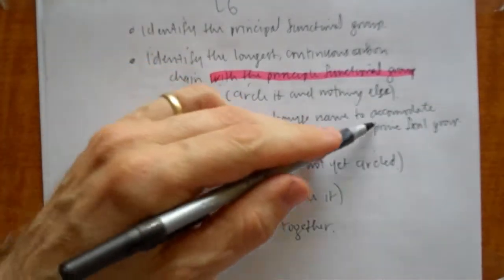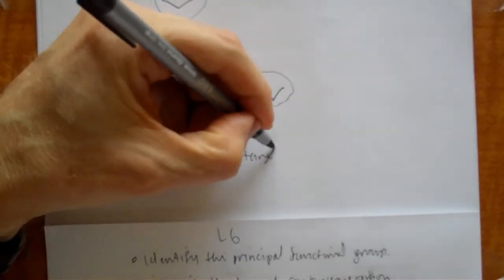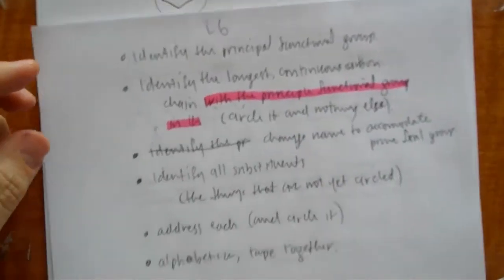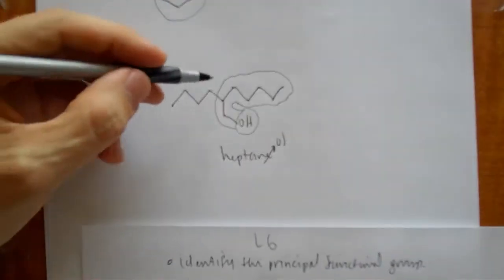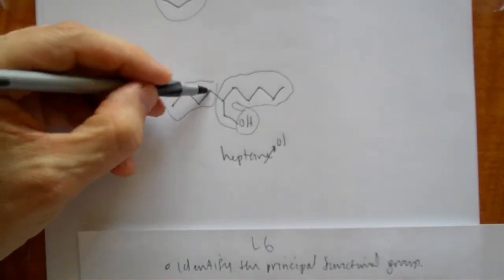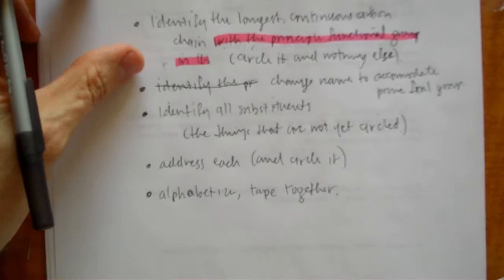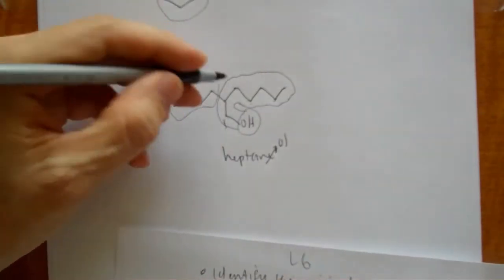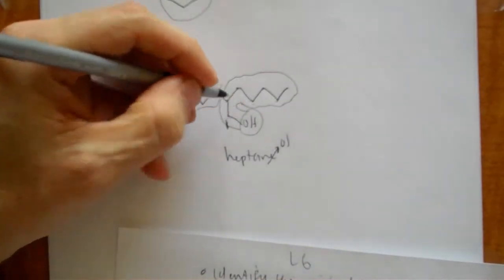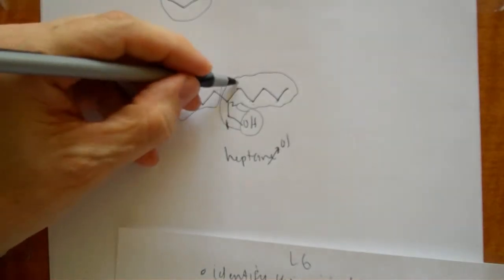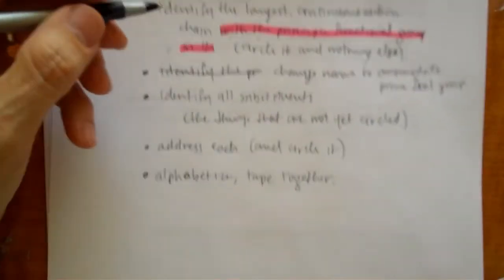Change the name to accommodate the principal functional group. Heptanol. Identify the substituents. Here's 1, 1, 2, 3, 4. Address it. There's the beginning of it because it's close to the principal functional group. 2, 3. So it looks like it's.